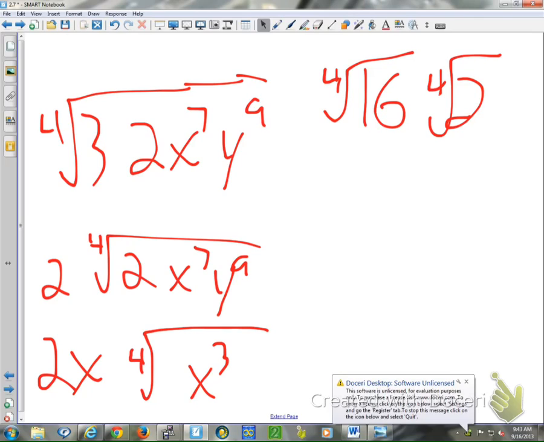How many times can I subtract 4 from 9? I can do it twice. 4, 8. I can bring 2 of them out. It's y squared. Highest round of space. And how many are going to be left in there? 1. 1. There you go.